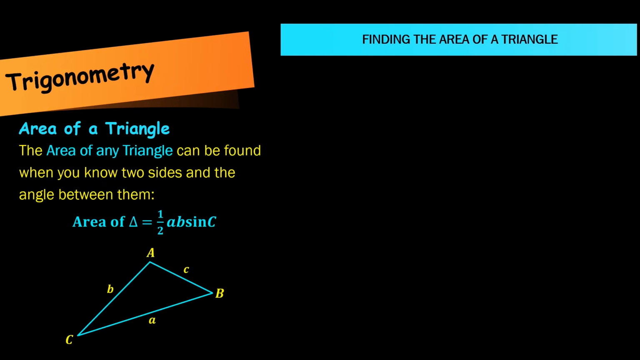In this session, we are going to show that the area of any triangle can be found when you know two sides and the angle between them. So the area of the triangle equals half ab sine C, using the notation shown in the diagram on your screen.